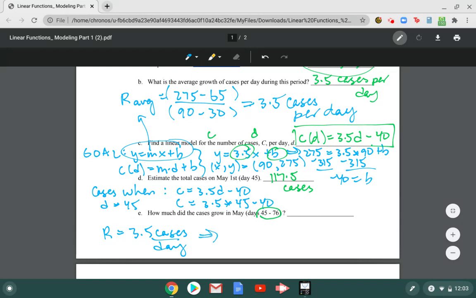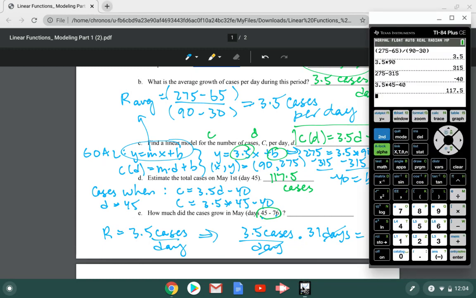So I want to take 3.5 cases per day and multiply that times the number of days in May. 76 minus 45 is 31. So I'm going to multiply that by 31 days. Notice how days cancel, and I'm going to be left with a number of cases. So in my calculator, I want 31 times 3.5.